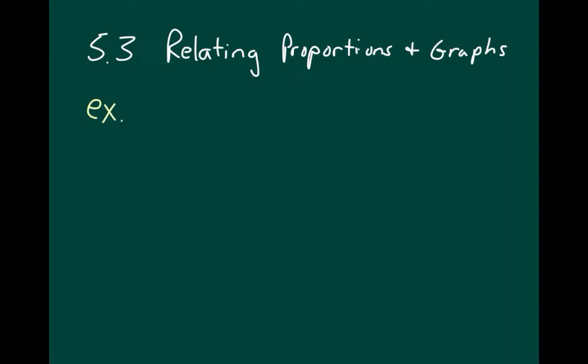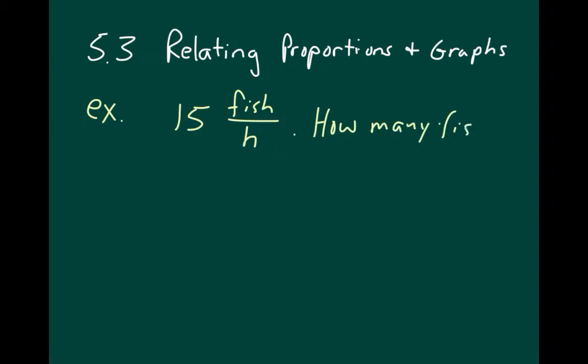Mr. Vanderwall, you could write him, you could not write him, but he catches 15 fish an hour. That's going to be our rate. We did rates earlier this chapter too. Mr. Vanderwall catches 15 fish an hour. So how many fish does he catch in 1 hour and 3 hours? So in 1 hour he's going to catch how many? 15. So that'd be 15. In 3 hours he's going to catch 45.